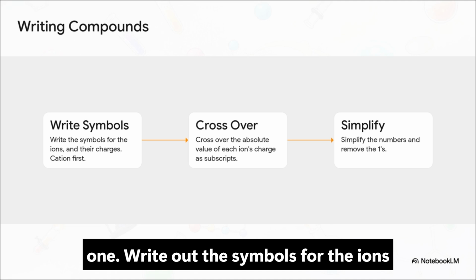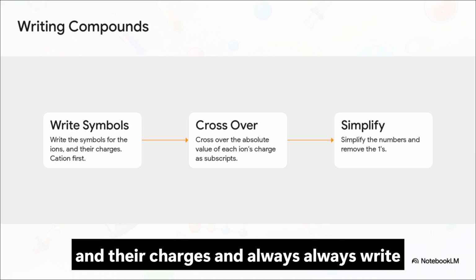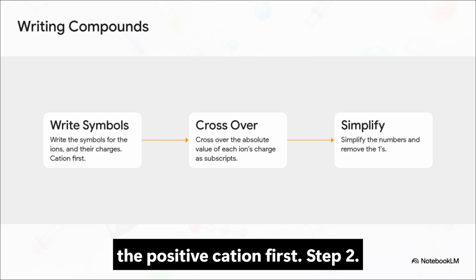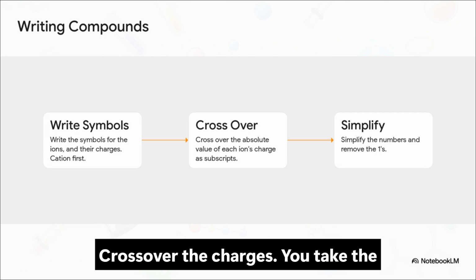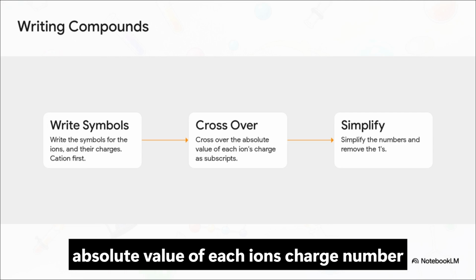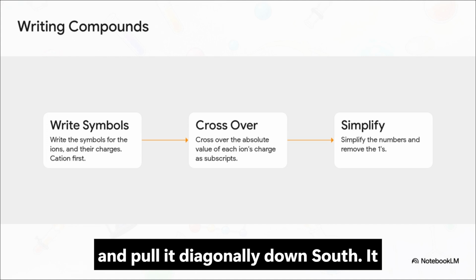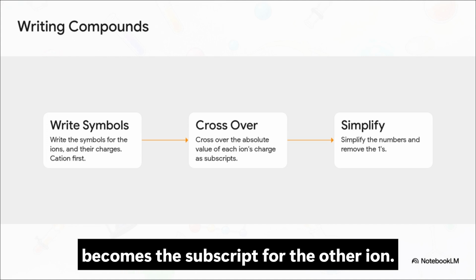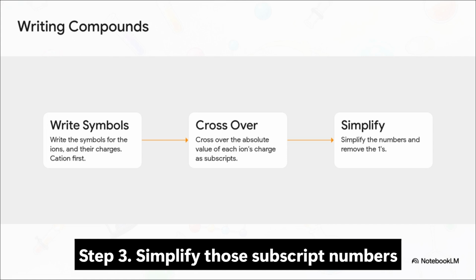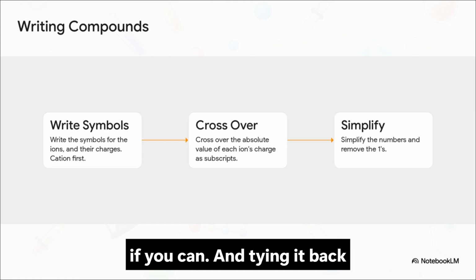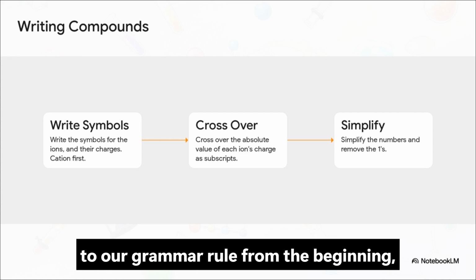Step 1, write out the symbols for the ions and their charges. And always write the positive cation first. Step 2, cross over the charges. You take the absolute value of each ion's charge number and pull it diagonally down so it becomes the subscript for the other ion. Step 3, simplify those subscript numbers if you can, and tying it back to our grammar rule from the beginning, drop any ones.